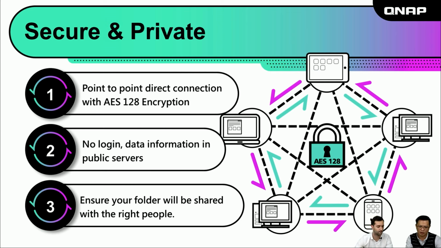In view of privacy and security, Resilio Sync has 3 main features. First, the peer-to-peer architecture is a direct connection, and the file transfers are encrypted with AES 128. The second, all the data is kept on the points. No account information or data will stay on public servers. And the third one, when you share the folder, you can see which device or who is trying to connect with you. You can allow or refuse this kind of connection.